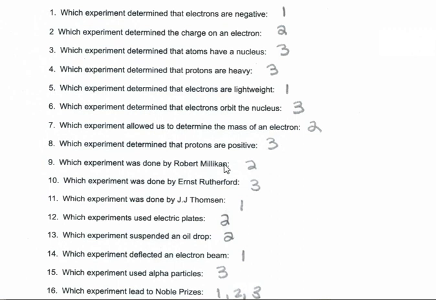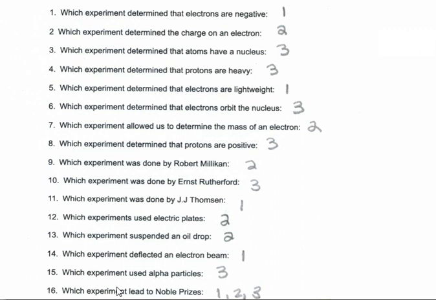Robert Millikan did number 2, the oil drop. Ernest Rutherford did number 3, the gold foil. J.J. Thomson, the cathode ray tube, which is number 1. Which experiment used electric plates? That would be Robert Millikan, number 2. Also, it could be number 1. J.J. Thomson used charge plates too. But I guess we'll go with just number 2 because that was the primary part of the experiment for Robert Millikan. Which one suspended oil drop? Number 2, Robert Millikan. Deflected electron beam, that was number 1, J.J. Thomson. And alpha particles, that was the Rutherford experiment.